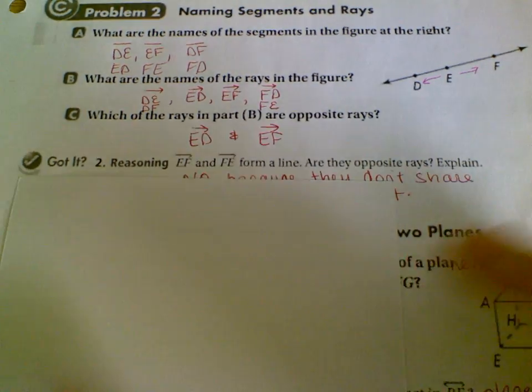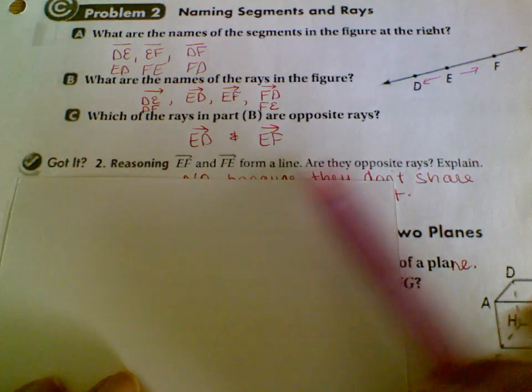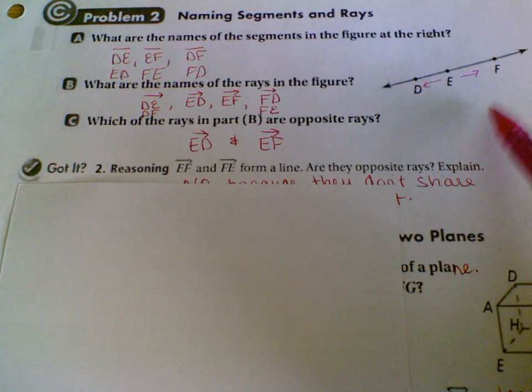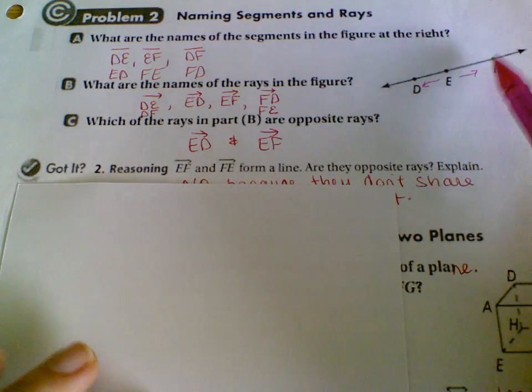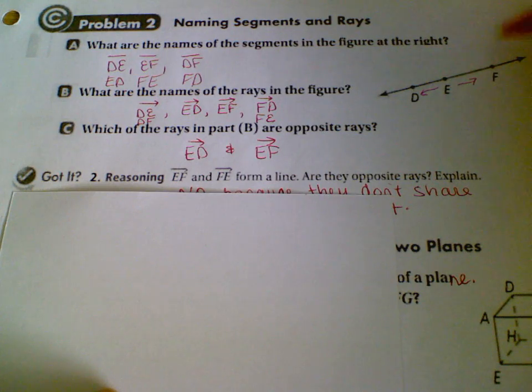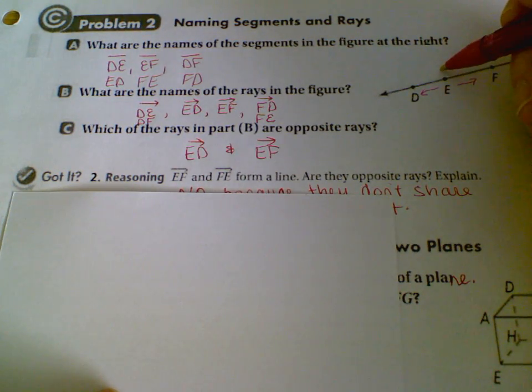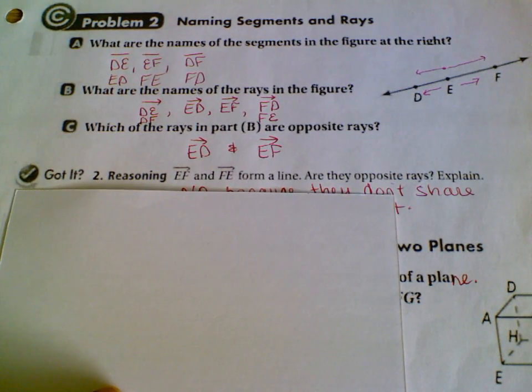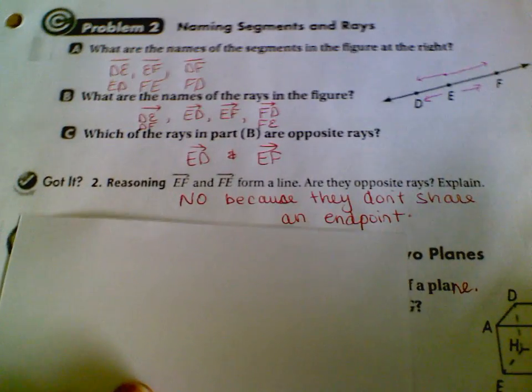In the got it question, it's asking EF and FE form a line. Are they opposite rays? They may form a line, but they're not opposite rays because you have to have the same endpoint. So if I'm starting at EF and going this way as a ray, an opposite ray also has to start at E and go the opposite direction. Okay, so that's why they are not opposite rays.